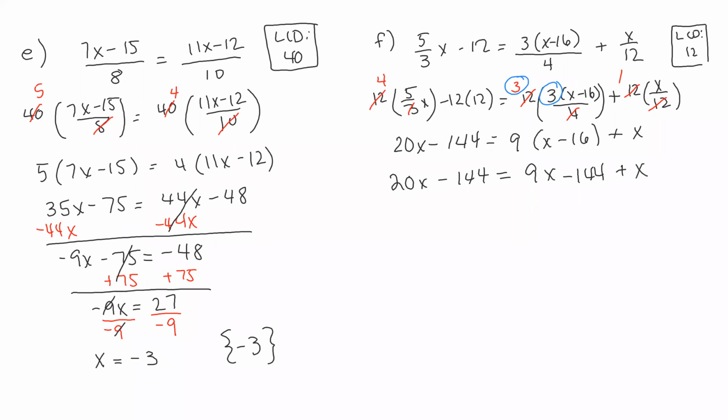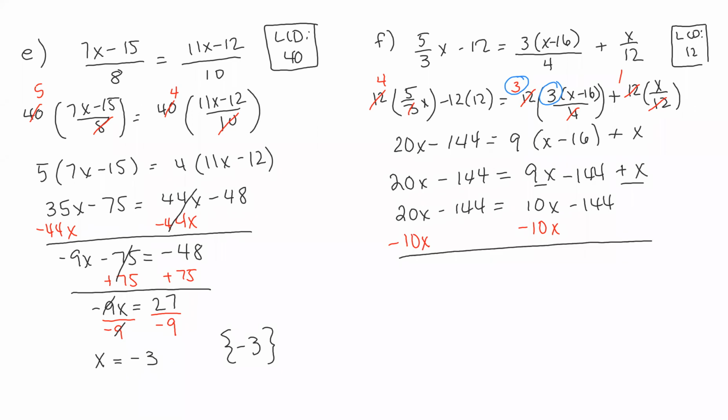We want to combine like terms on the right, so I'm just going to rewrite the left-hand side for now. And then on the right, I've got 9x plus x, which gives me 10x minus 144. All right. So now I've got variables on 2 sides of the equation. I've got constants on 2 sides of the equation. Let's start by getting all of the variables on the left. So I'm going to subtract 10x on both sides.